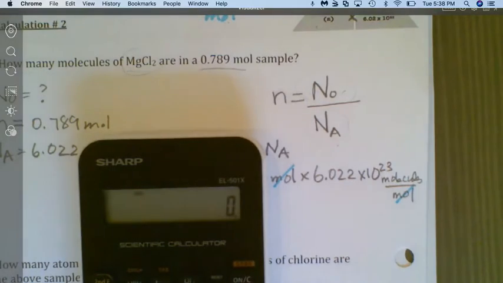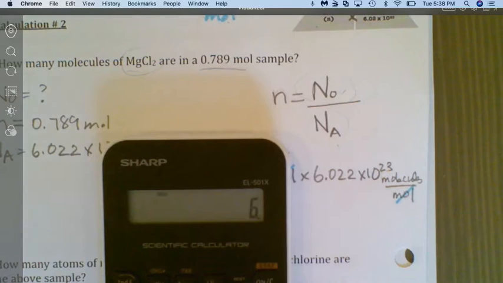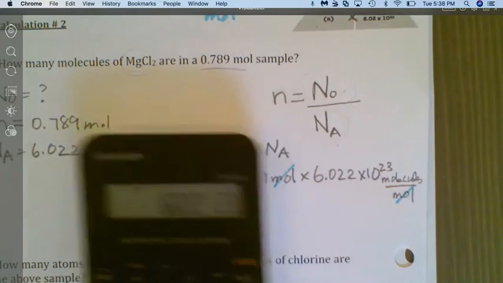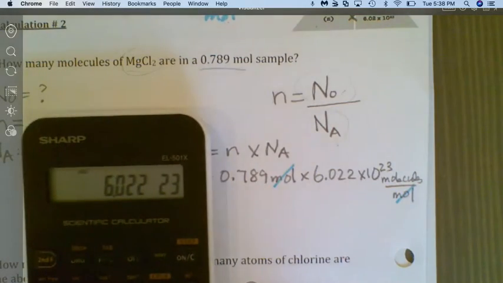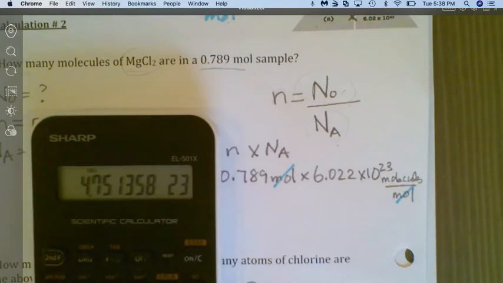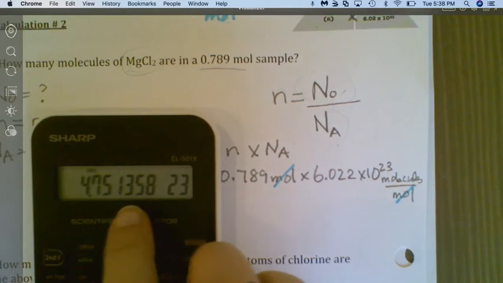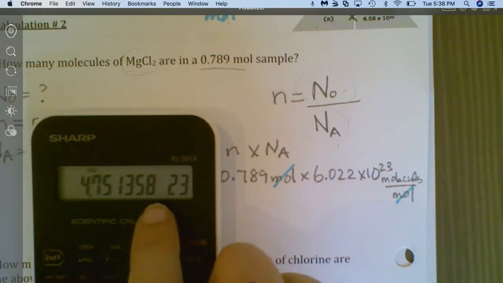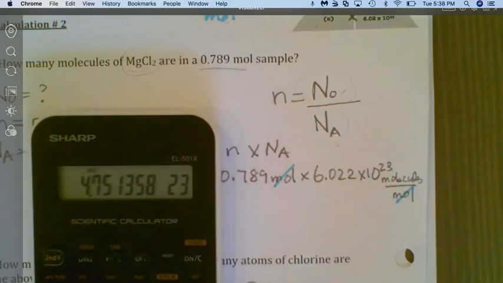Now, in putting this in my calculator, to enter in Avogadro's number, which I'll put first, 6.022, I use my EXP button, and that already gives me the times 10, so I don't put times 10, that EXP button does that for me, 23. So there it is there. I will multiply that by 0.789, and I get this big number, 4.751358. Notice that space means times 10 to the 23.